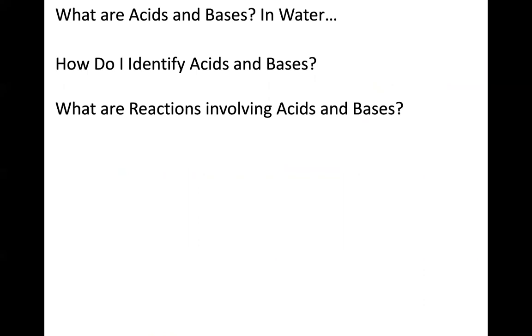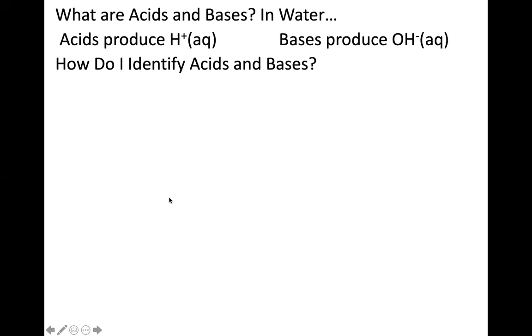So that first one, what are acids and bases? In water, acids are substances that produce H+. Bases are substances that produce the hydroxide, OH-. So that's our definition. If something produces H+ in the solution, it's an acid. If something produces the hydroxide, OH-, it's a base. That's going to be our description for what are acids and bases. Next thought, how do I identify them?